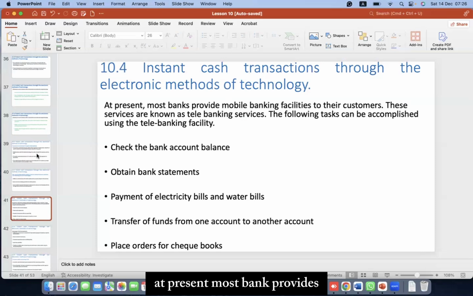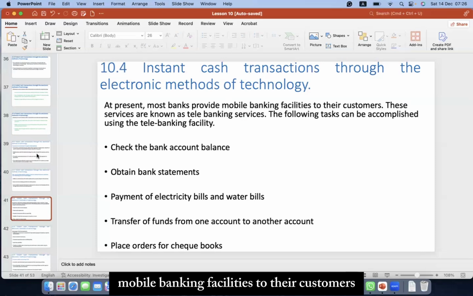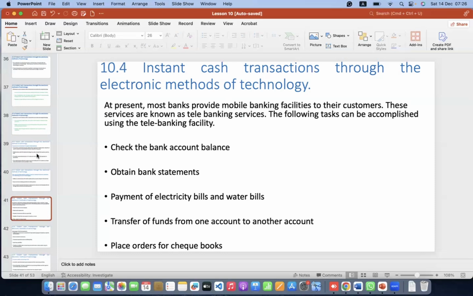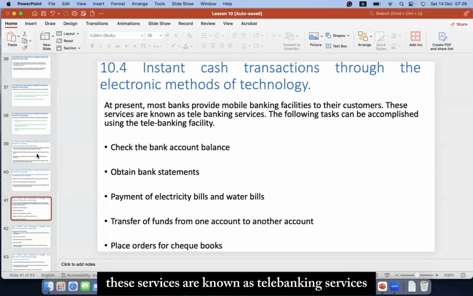At present, most banks provide mobile banking facilities to their customers. These services are known as telebanking services.